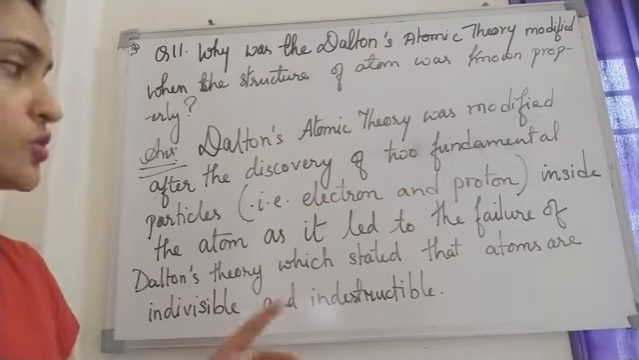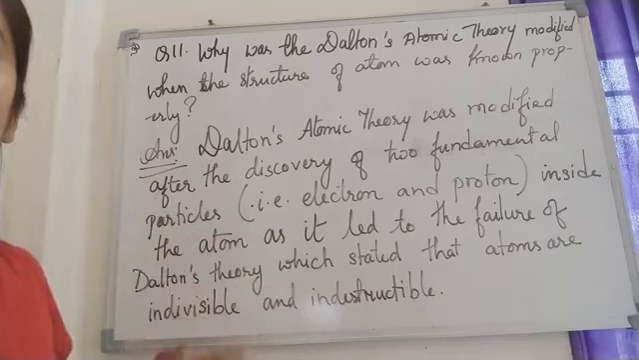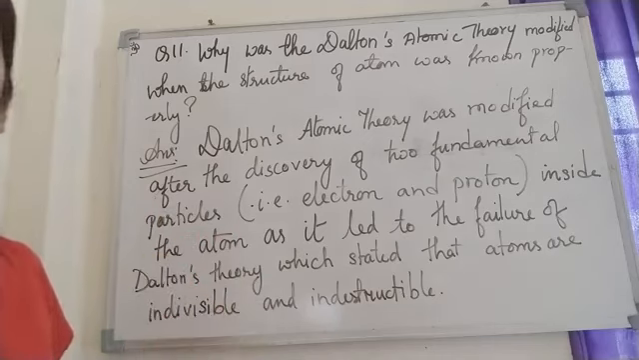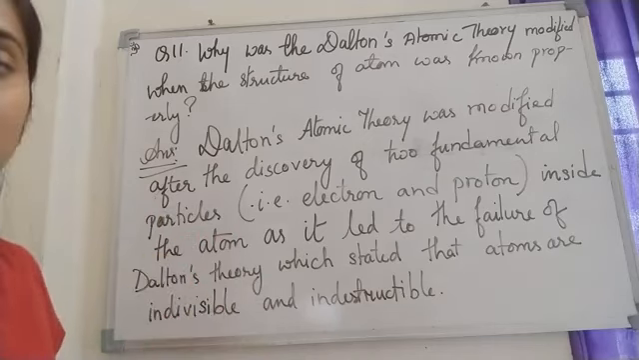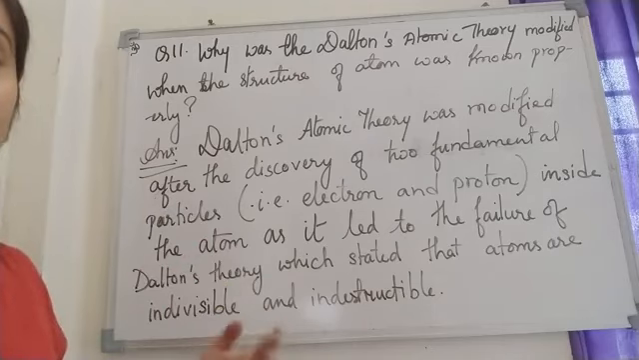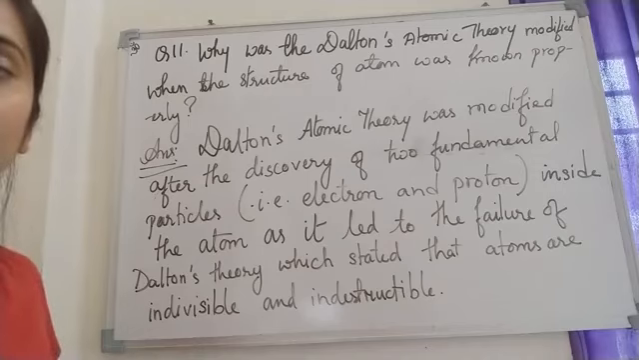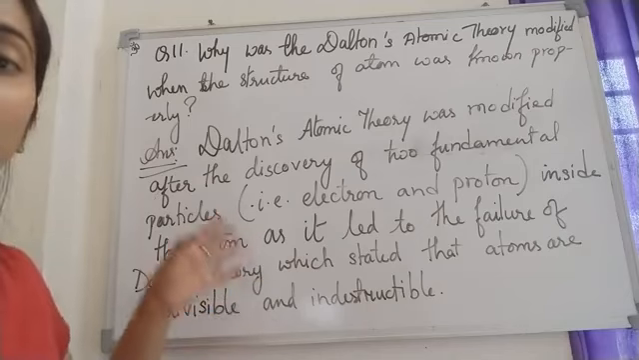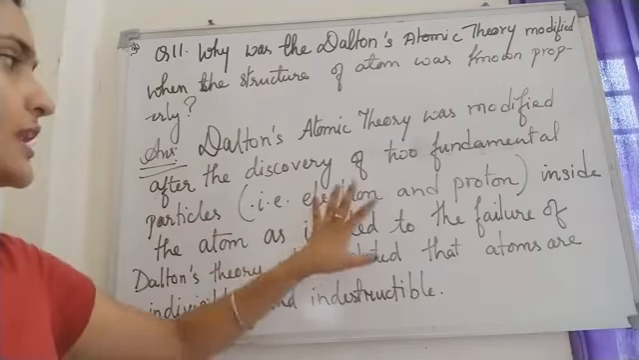In Dalton's atomic theory, he said that atom is the smallest particle which cannot be further divided. That means they are indivisible. But many years after that, scientists came to know that atoms are divisible. They can be further divided into electrons, protons, neutrons, photons. There are many, but for us, we just need electrons and protons.